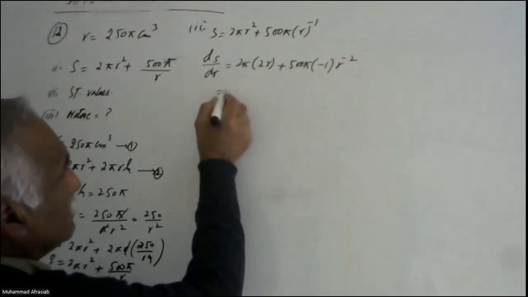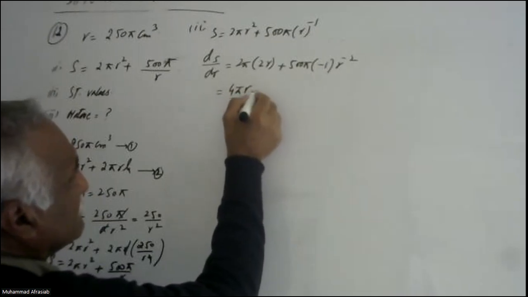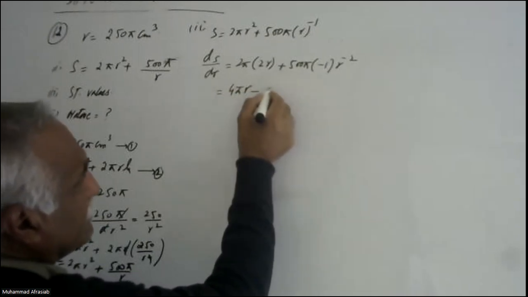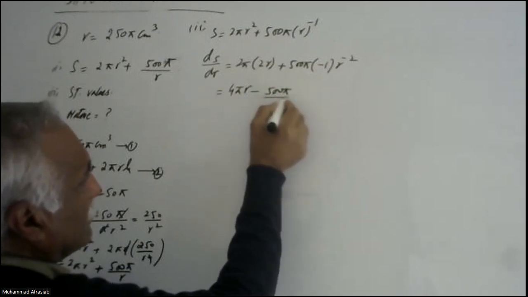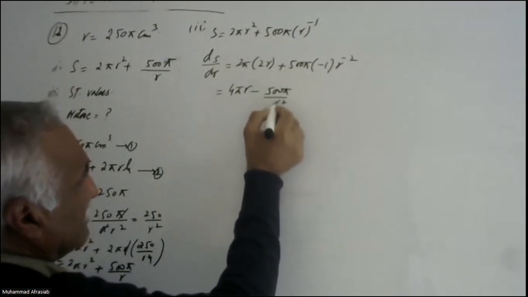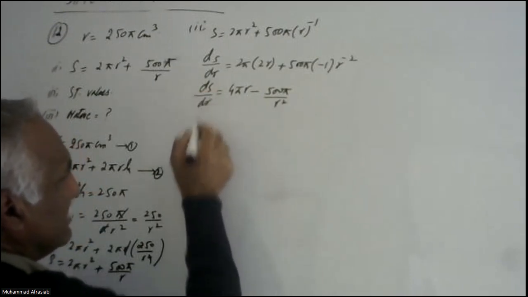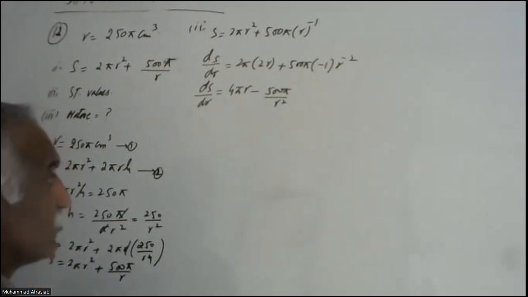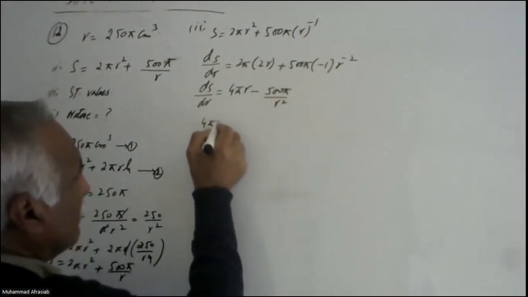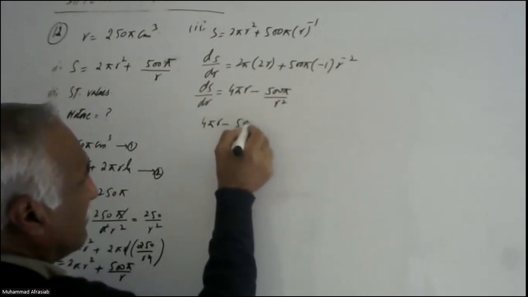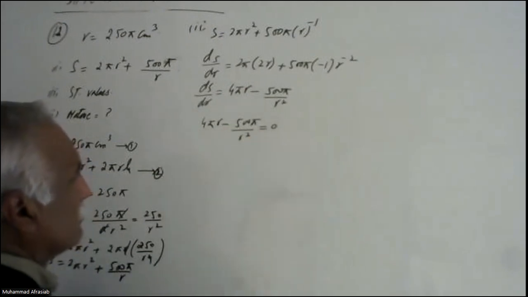This thing is equal to 4 pi r minus 500 pi over r square. This is dS over dr. Then we put dS over dr equal to 0. So 4 pi r minus 500 pi over r square equal to 0.